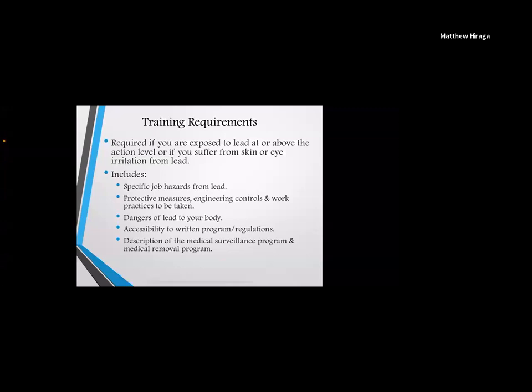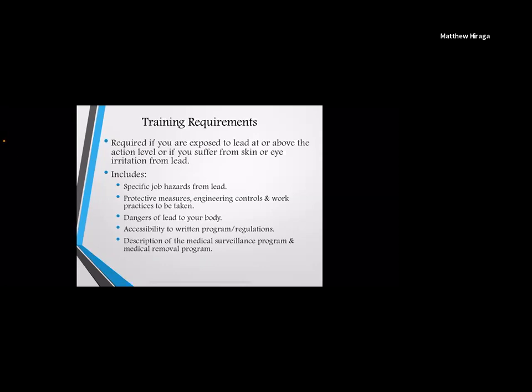So protective measures may be we're going to create a containment. We are going to use a full face respirator or a half face respirator with P100 filters. An engineering control is going to be we're going to set up negative air machines. We are going to utilize HEPA vacuums to minimize exposure. And then best work practices could be we're going to educate our workers on not doing things like dry sweeping. We're going to utilize wet methods to minimize any airborne dust.